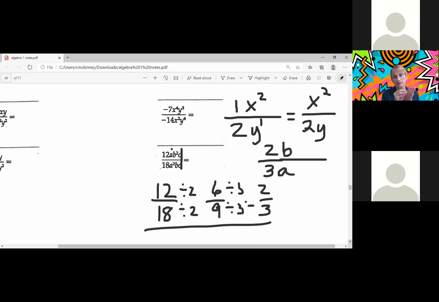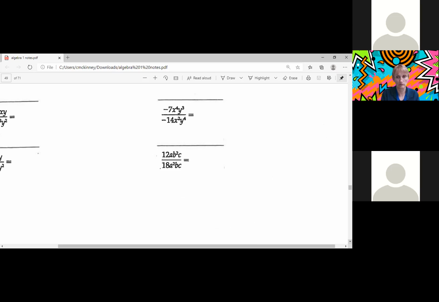Also notice the a in the numerator, he doesn't get to piggyback on the b's too. He does not own that exponent. He has his own exponent that's a 1. So 2b over 3a would be our final answer.